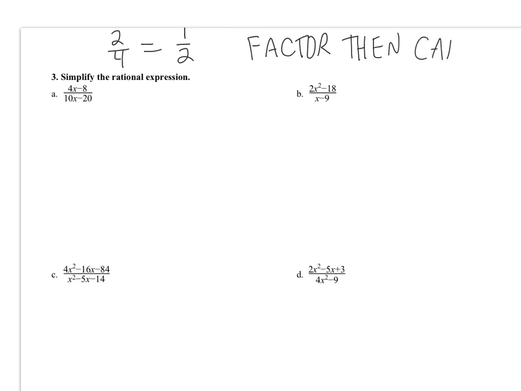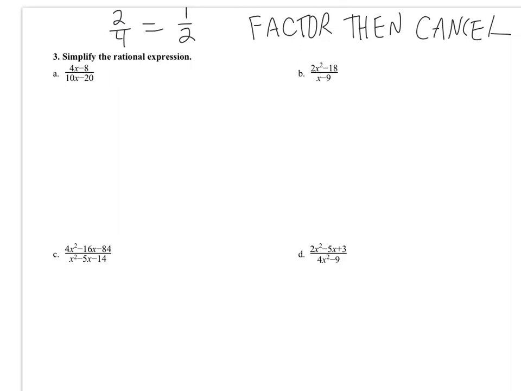So to simplify these more complicated fractions, rational expressions, we're going to factor the top and bottom and cancel anything that's the same. If you start trying to cancel things out first, it's not going to work. You have to factor first.